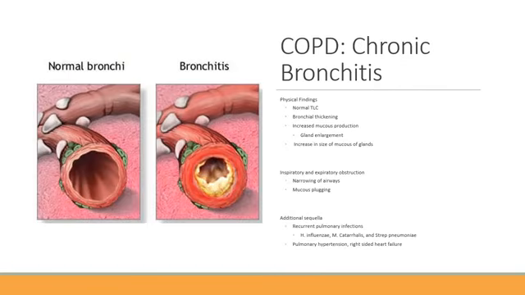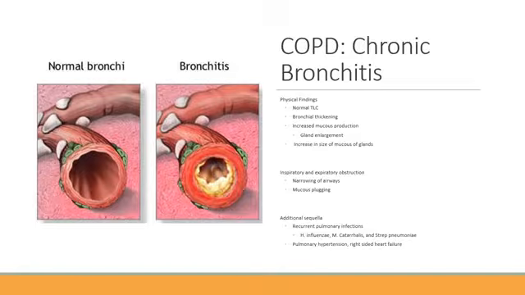Once again, for the physical findings that we tend to see with chronic bronchitis type COPD, we tend to see a normal total lung capacity. We tend to see bronchial thickening, that decrease in lumen size. We're going to see the increase in mucus production, and in fact, we'll actually see gland enlargement that helps cause that increase in mucus production. And then all this really produces both inspiratory and expiratory obstruction.